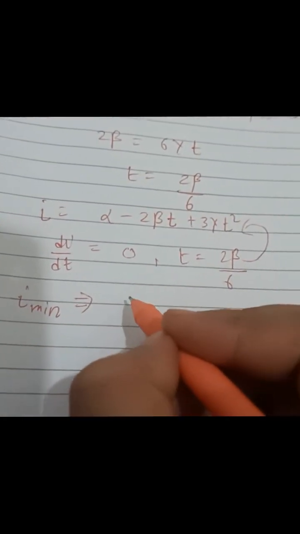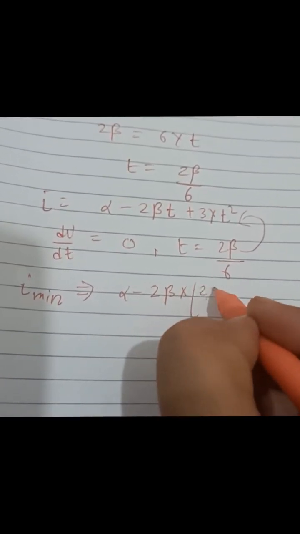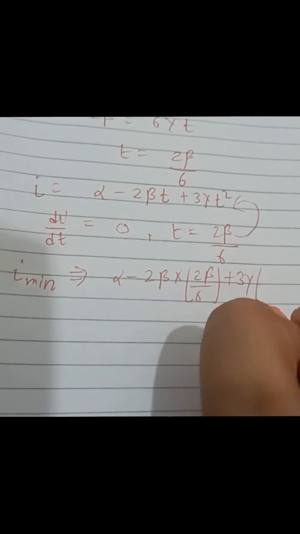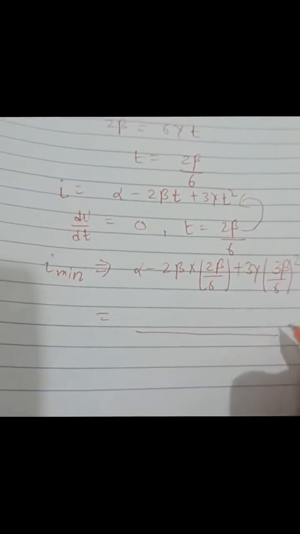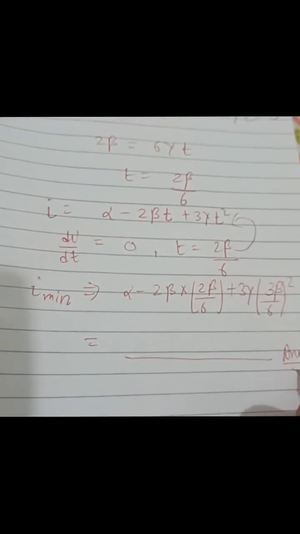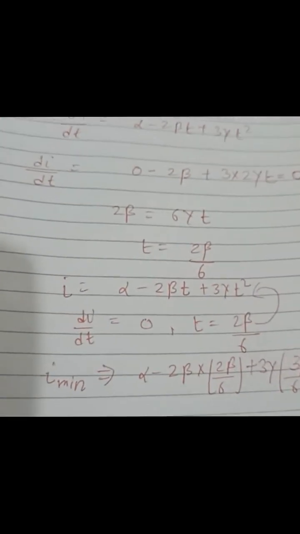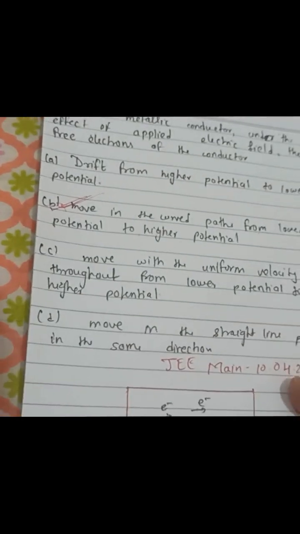So put this in and we find the minimum value: alpha minus 2 beta into beta by 6 gamma plus 3 gamma into beta by 6 gamma whole square. So find the final value of I and comment the answer in the comment section. And if you have any doubt regarding the problem, please comment and tell me.